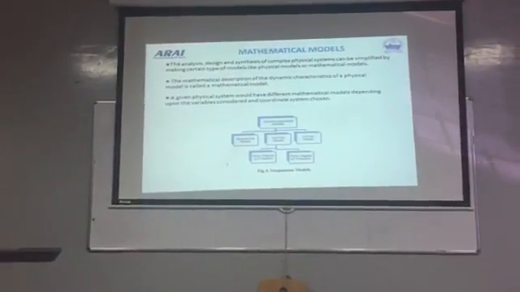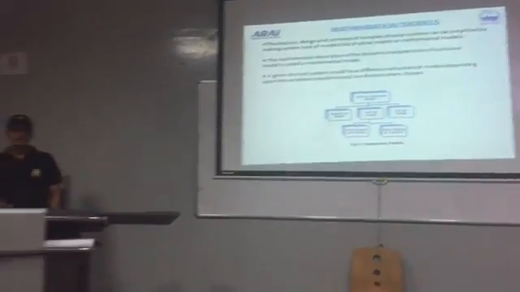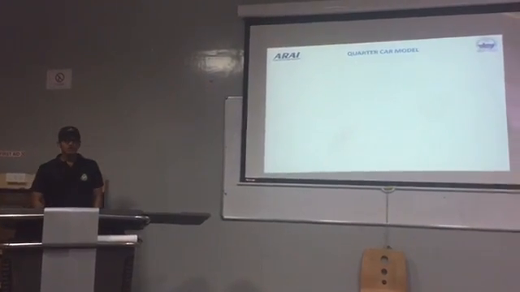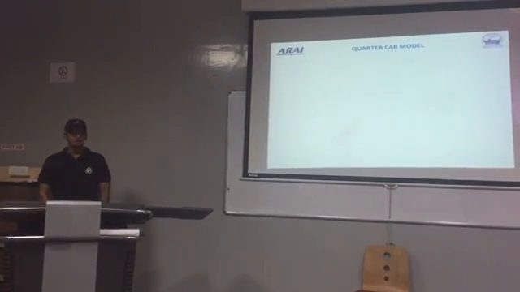So here is the division of vehicle suspension models: the quarter car model, half car and full car. Under half car there are two subdivisions, roll degree of freedom and pitch degree of freedom. We will now go in depth into the quarter car model.